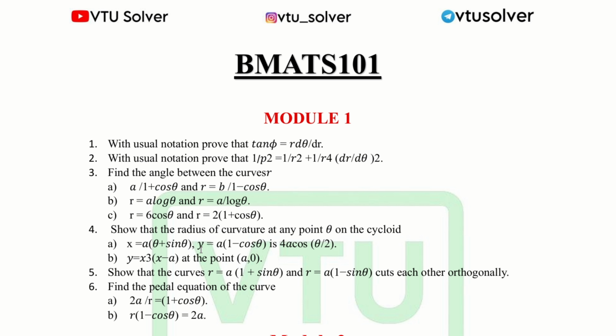And the fifth question is: show that the curves r is equal to a into (1 plus sin theta) and r is equal to a into (1 minus sin theta) cut each other orthogonally. And the last question is: find the pedal equation of the curve. The pedal equation sometimes asks 2a by r is equal to 1 plus cos theta, and another sometimes asks r into (1 minus cos theta) is equal to 2a.